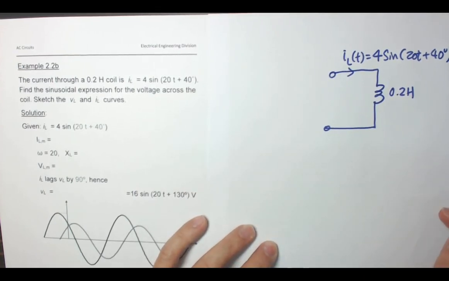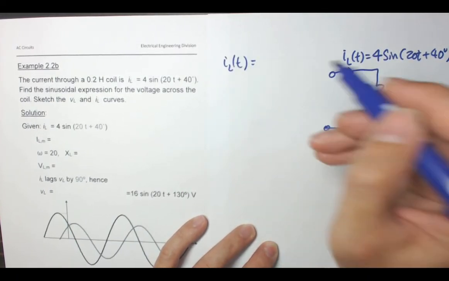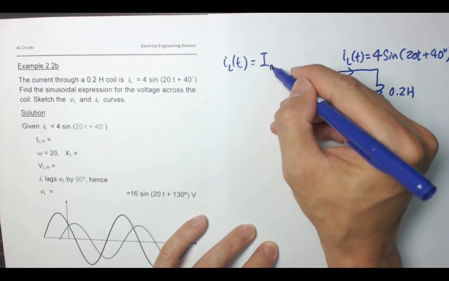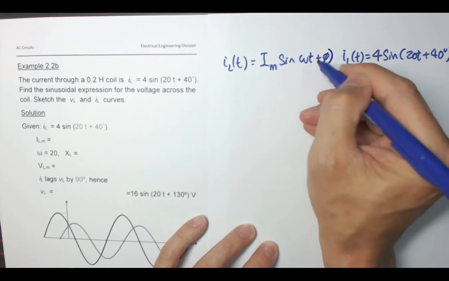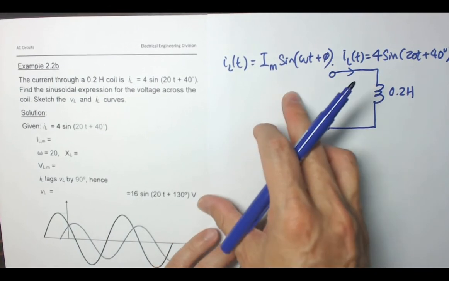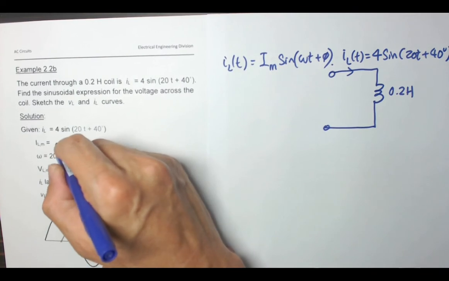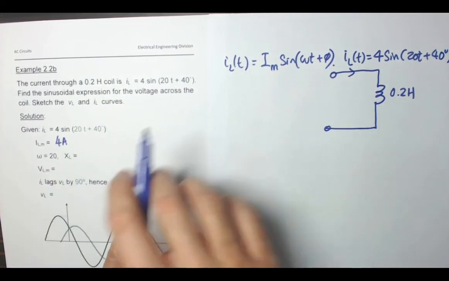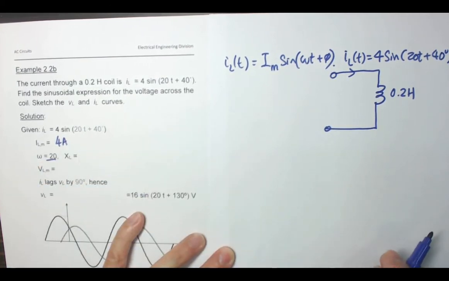Now, if you compare with our standard current waveform, we have I peak, or in this example I maximum, sine (omega t plus a phase angle). So looking at this, the peak value of the current is 4 ampere, so IL maximum is 4 ampere. And from the comparison, omega is 20 radian per second.